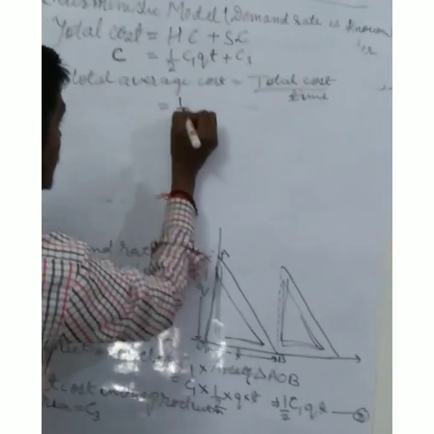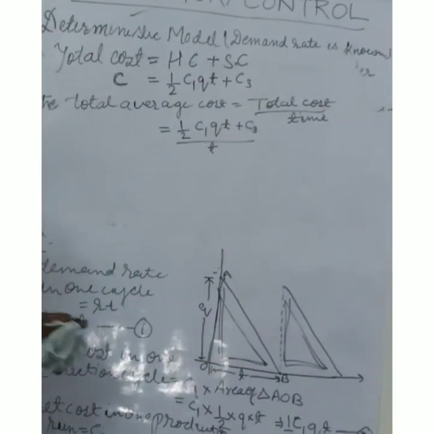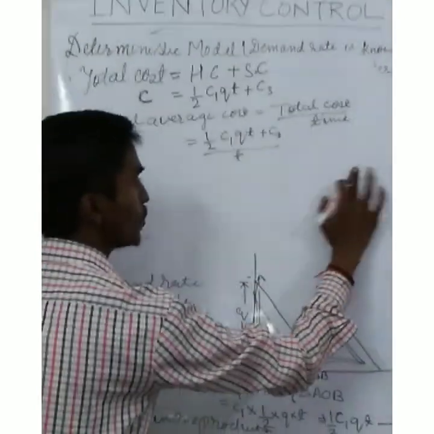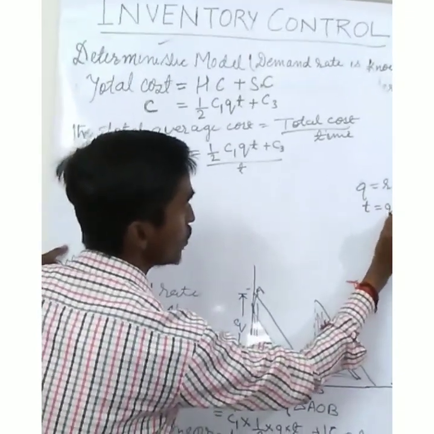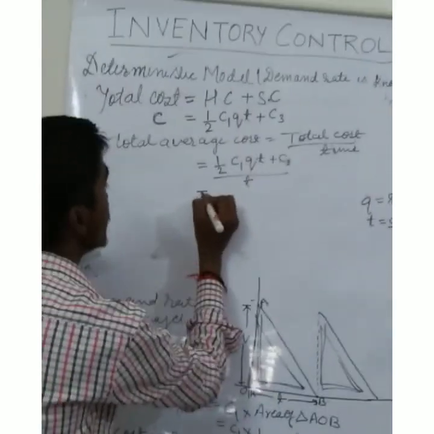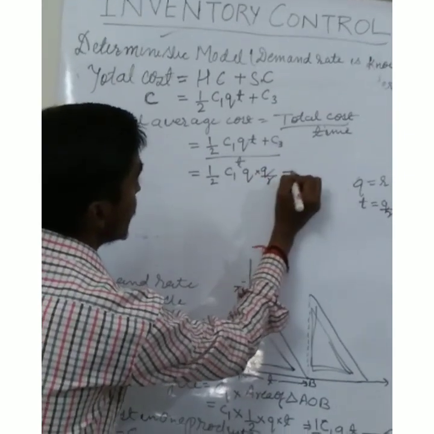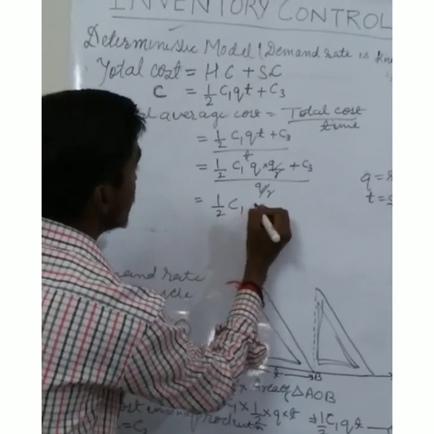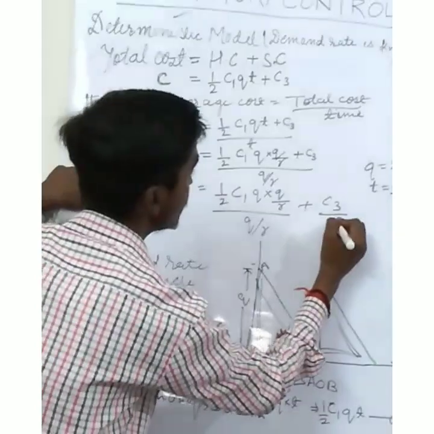So total cost is what? 1 by 2 C1 QT we have found, and time is T. By the first relation, Q equal to RT, so we can write T is equal to Q by R. So here we replace T by Q by R. When we replace, we get 1 by 2 C1 Q into Q by R plus C3 upon Q by R.